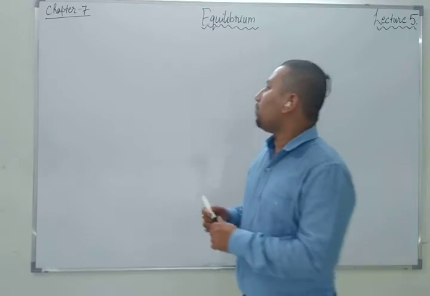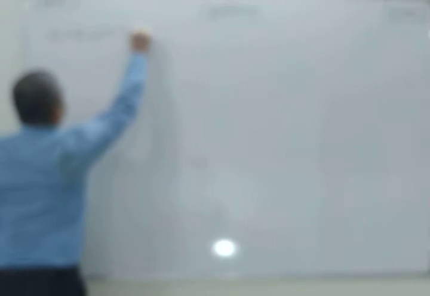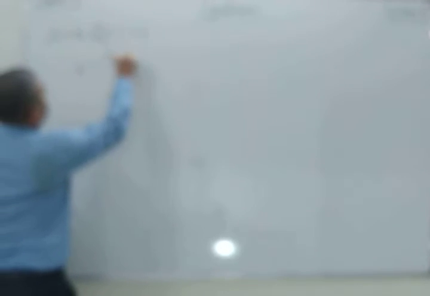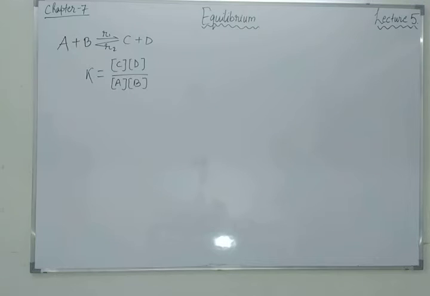Just suppose I am talking about a reaction A plus B in chemical equilibrium with C plus D, where the forward reaction is R1 and the backward reaction is R2. I calculated that the rate constant is equal to the concentration of product upon the concentration of reactant. These are all the things we studied in the previous video. Hope all of you have understood what chemical kinetics and the equilibrium state are, and the rest of the things.